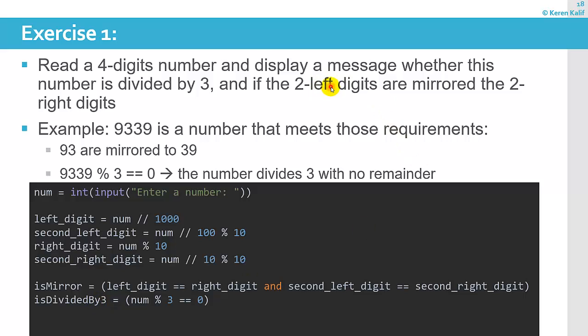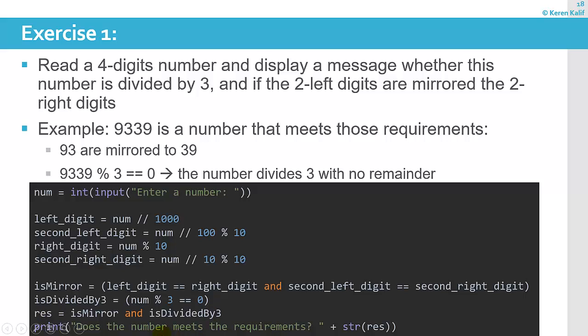What I need in this question is both variables to be true. So the result is isMirror and isDividedBy3. Since I have AND here, the result would be true only if both are true, isMirror and isDividedBy3. If one of them is false, the result would be false. And at the end, does the number meet the requirements, I print the value of res. So that was the first exercise in the presentation.